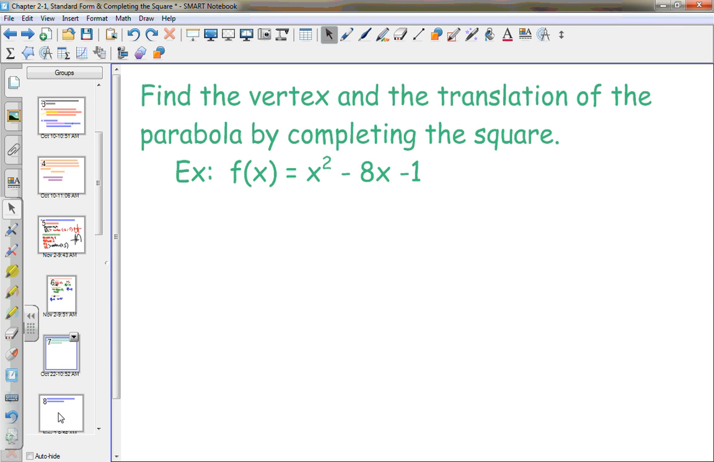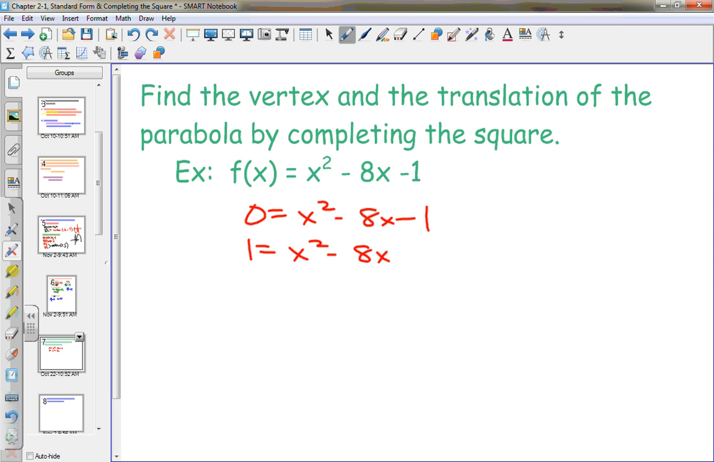So step 1, on the steps that we just had previously, what did step 1 say to do? Replace f of x with y. Replace f of x with 0. So 0 is equal to x squared minus 8x minus 1. Next, what do I do? Take the constant term over to the other side. So 1 is equal to x squared minus 8x. Next.